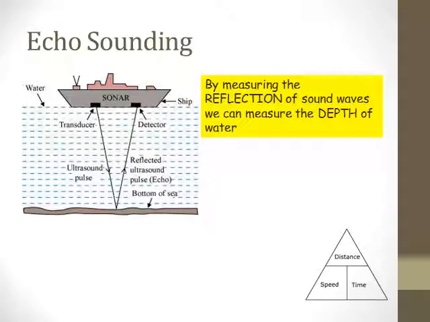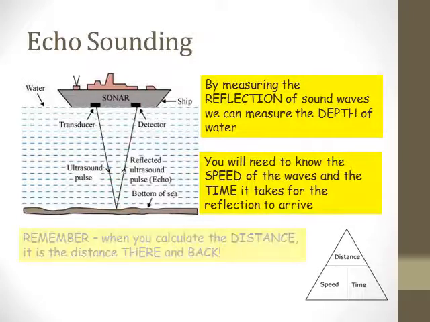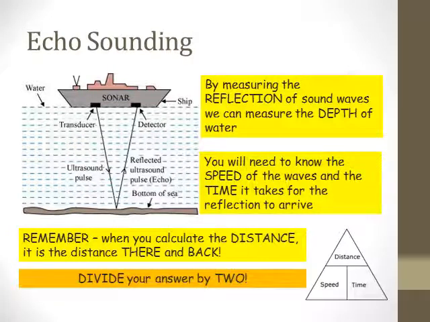The ship will send out an ultrasound signal through the water, which will then be reflected off the bottom, and the echo will be picked up by the ship. By timing that echo, we can work out the distance it's traveled, the speed of the waves multiplied by the time it took to come back. But be careful. If you've worked out that distance, that's the distance from the ship to the bottom of the sea and back again. So to work out the depth of the sea, you'll need to divide your answer by 2.